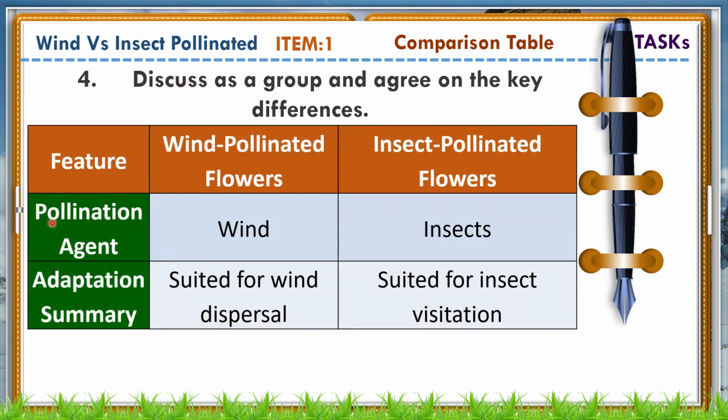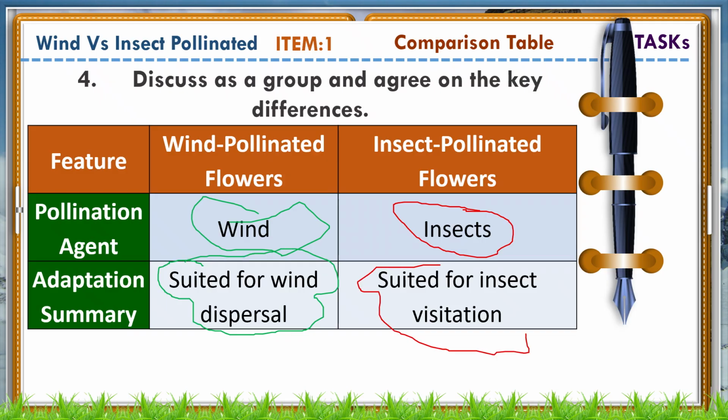Now when you come to pollination agents, wind-pollinated flowers are pollinated by wind, and insect-pollinated flowers are pollinated by insects. When you come to the adaptation summary, you will see that those for the wind are suitable for wind dispersal, and those for insects are suitable for insect visitation.